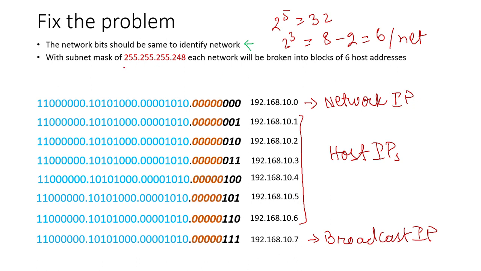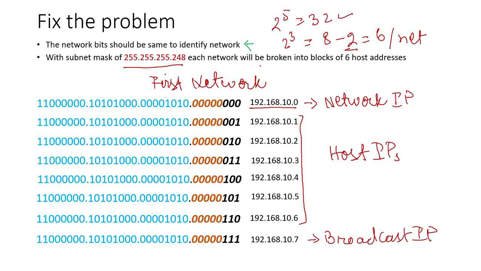So with this subnet mask and with this IP, we can create a total of 32 networks, and each network will have 6 hosts, and 2 IPs are reserved. 2 IPs are fixed. One is for network and one is for broadcast. So this is the first network, right? Remember, we can create 32 networks.